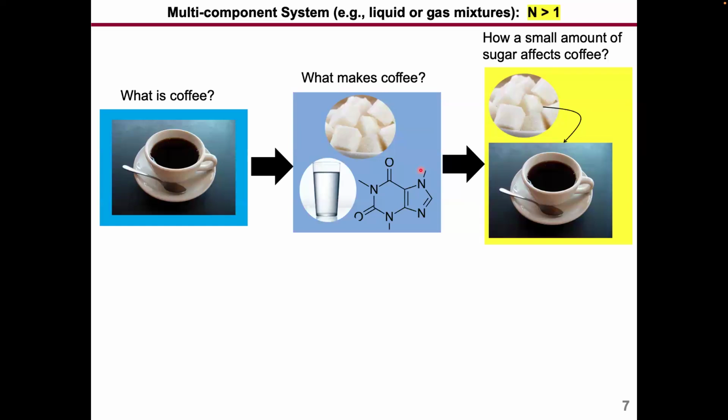But now how about a multi-component system, meaning that we are now talking about a liquid mixture, liquid A mixing with liquid B, or a gas mixture, gas A mixing with gas B. And in this particular case, we have a multi-component system, so your N is going to be greater than 1. Okay. So just a real life example is coffee, right? I drink coffee every day, but what components does coffee have?